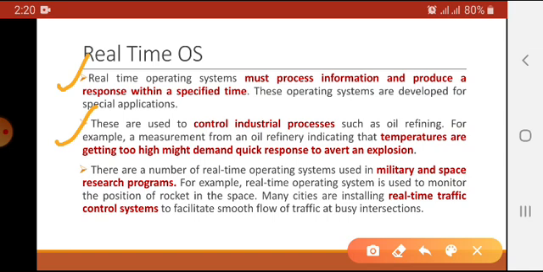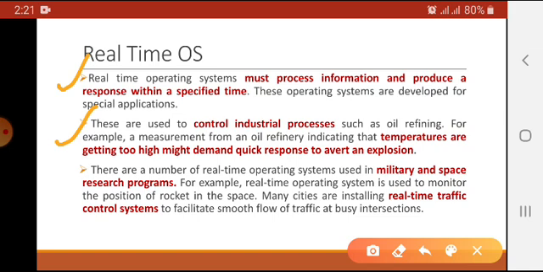For example, a measurement from an oil refinery indicating that temperatures are getting too high might demand a quick response to avert an explosion. Or simply you can say that the operating systems that are used in special factories or industries to monitor the manufacturing process are known as real-time operating systems. These operating systems take care of operations that are performed in an industrial factory, just like the example of the oil refinery we have discussed.